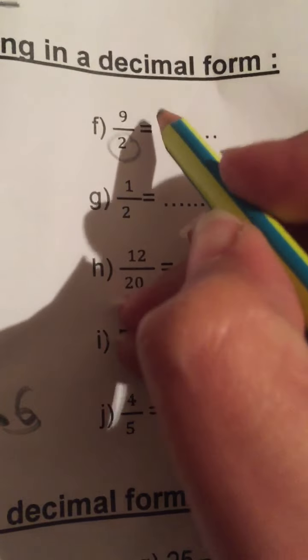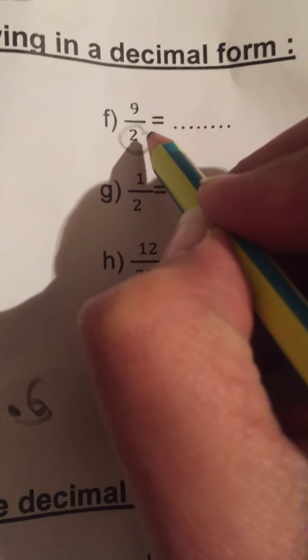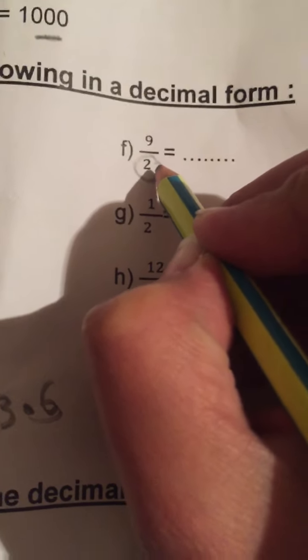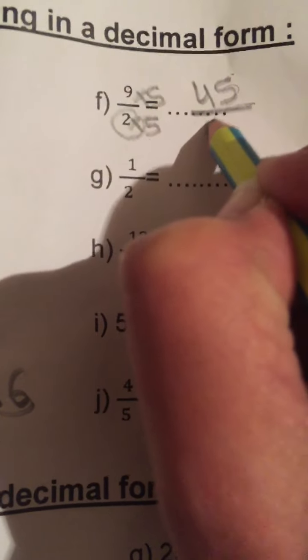Here I have the same problem. I don't have 10 or 100 or 1000 in the denominator. So friend, what is the friend of 2? 5 is the friend of 2, so I have to multiply it by 5. As I do down, I do up. 9 times 5, 45. 2 times 5, 10.